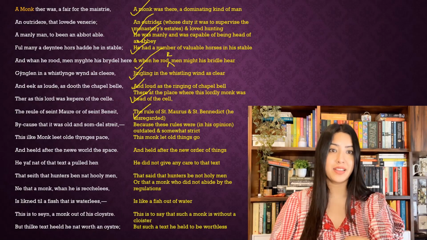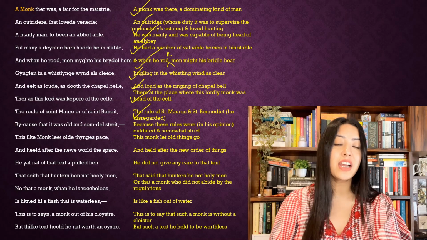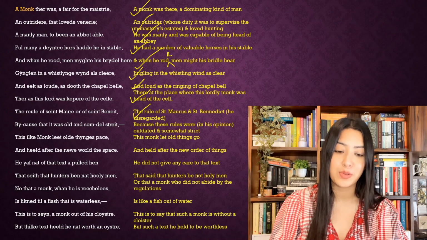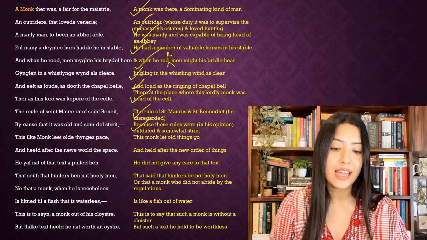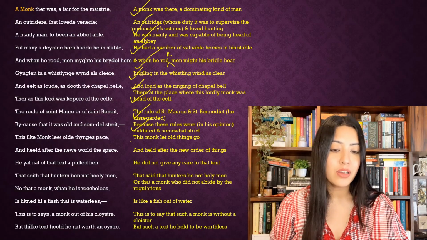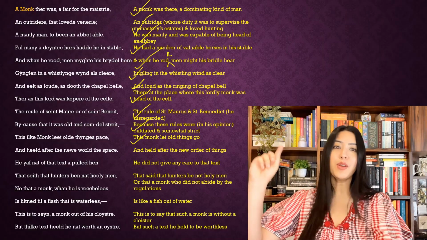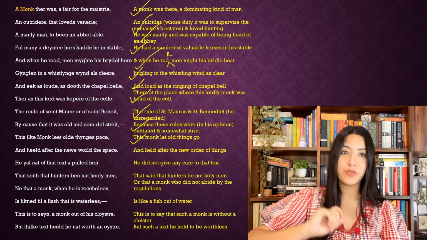But what does this monk do? He disregarded them. He did not want to follow those rules because these rules were, in his opinion, outdated and somewhat strict. This monk let all things go. So he was sort of a non-conformer to rules. He did not want to follow rules.